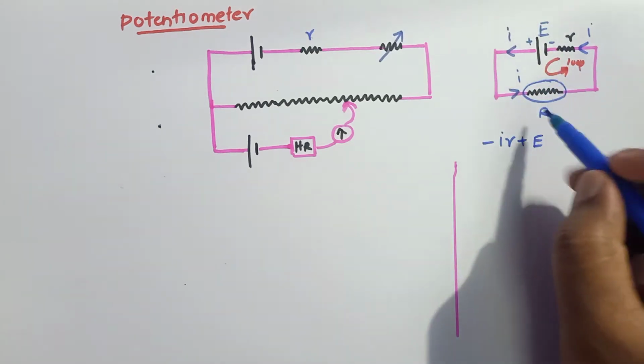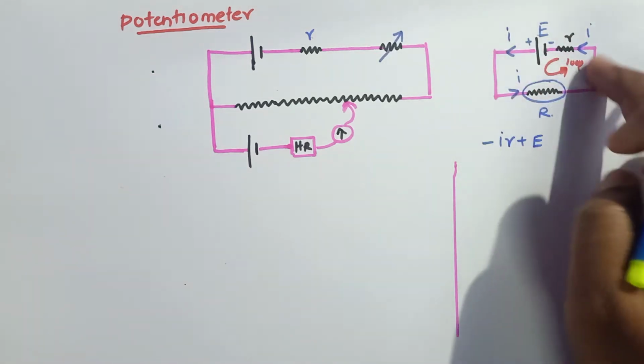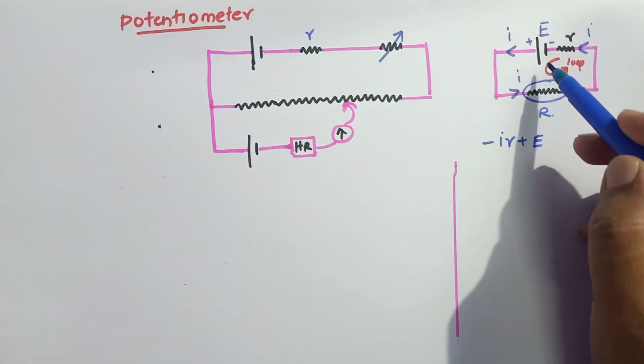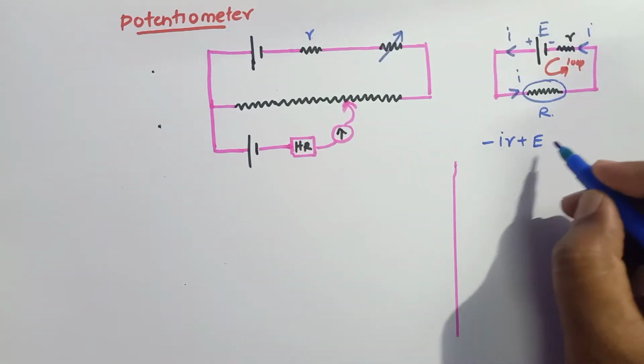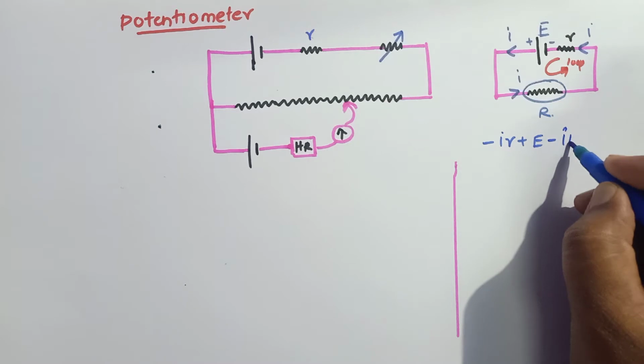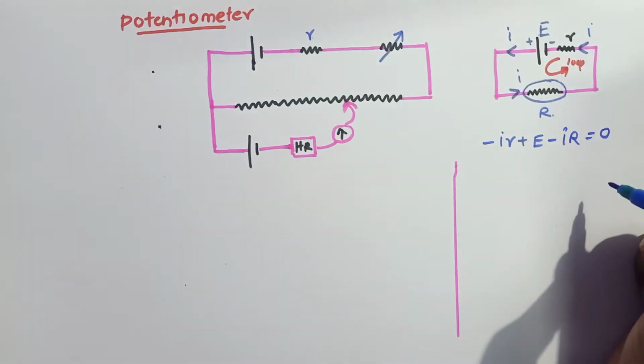Then after that, here also loop and current are in the same direction. Loop is also anti-clockwise, current is also anti-clockwise. As current is moving from positive terminal to negative terminal, here also we should consider minus I into capital R. Okay, so which is equal to 0 here. This is the application of Kirchhoff's second law.